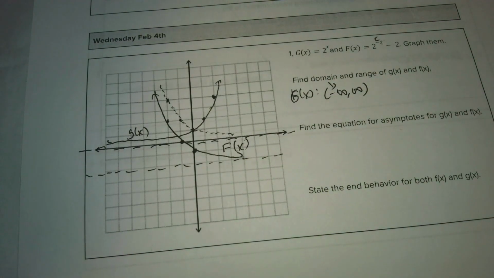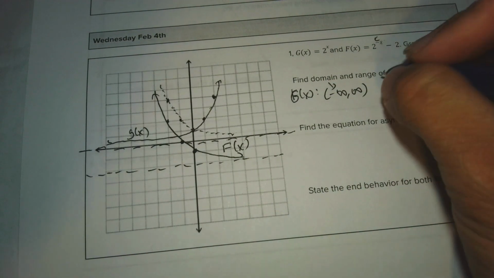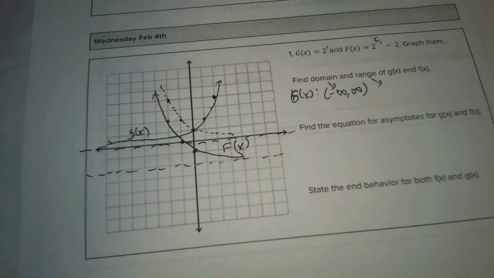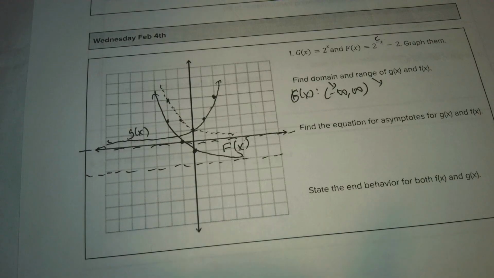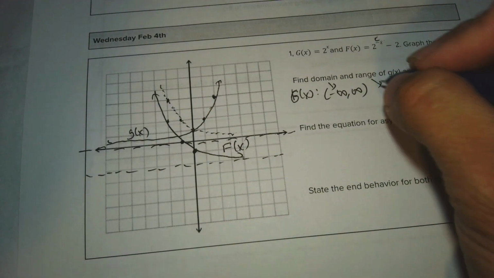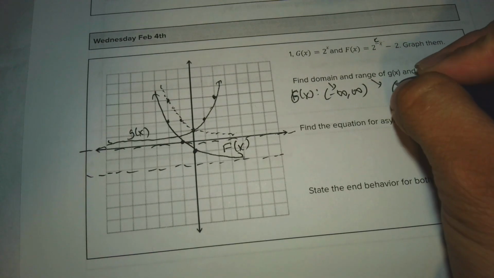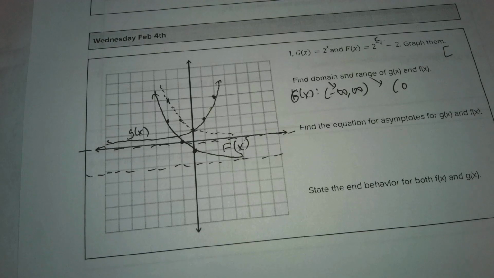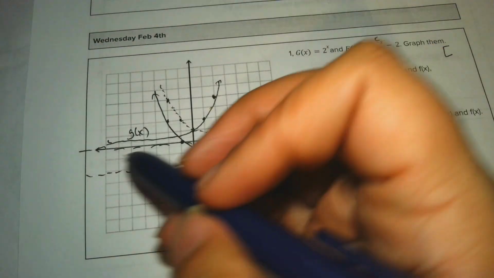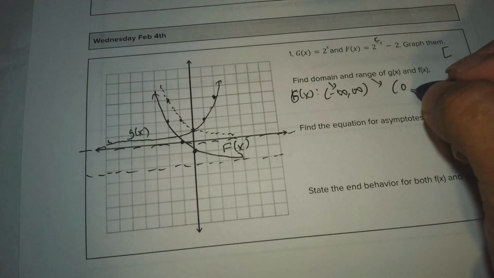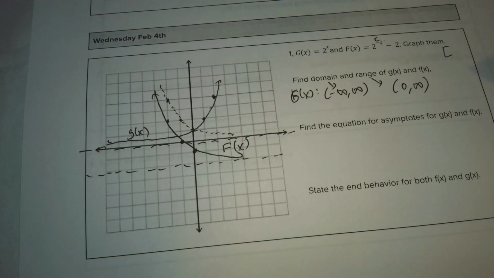That's your domain. Your range, well, it's not gonna go down forever because there's an asymptote there. That means the asymptote is stopping it from crossing it, and here the asymptote is at 0. And since it's never gonna touch it, I cannot put that. I have to put a parenthesis there. It's gonna go up forever, right? So it's 0, infinity, and that's the range for the original function.